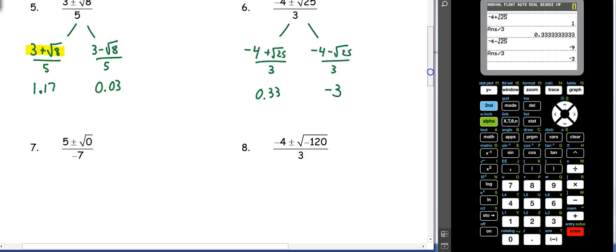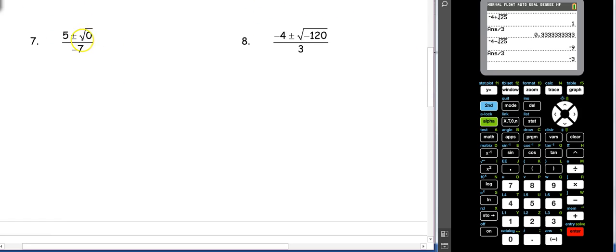Now, 7 and 8 are special cases, because if I take the square root of 0, it's 0. So no matter if I subtract or add 0, I'm going to get the same answer. So I'm just going to show you on the calculator, but then we should know if it's a square root of 0, we only have to do this once. Because I have 5 plus the square root of 0 over negative 7, and 5 minus the square root of 0 over negative 7.